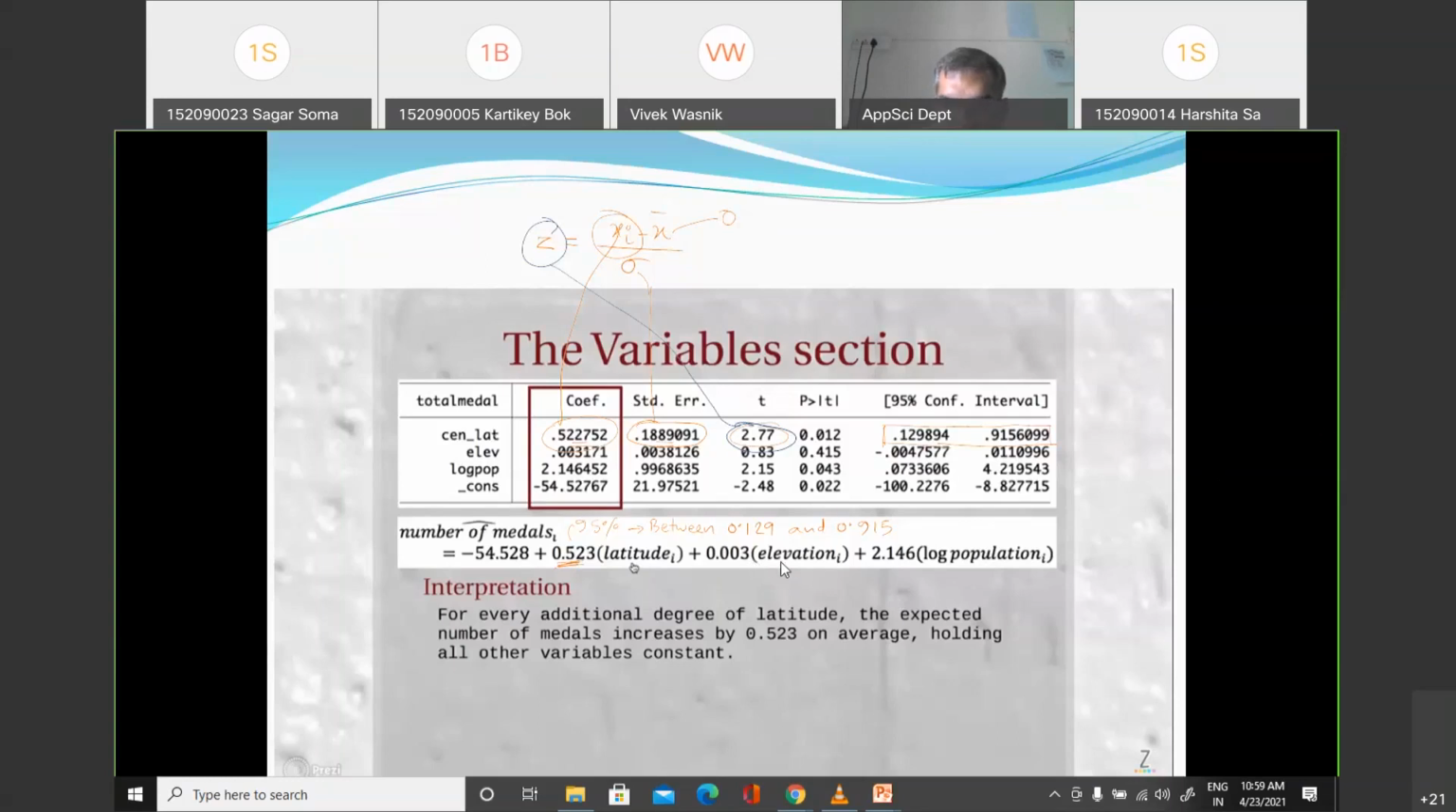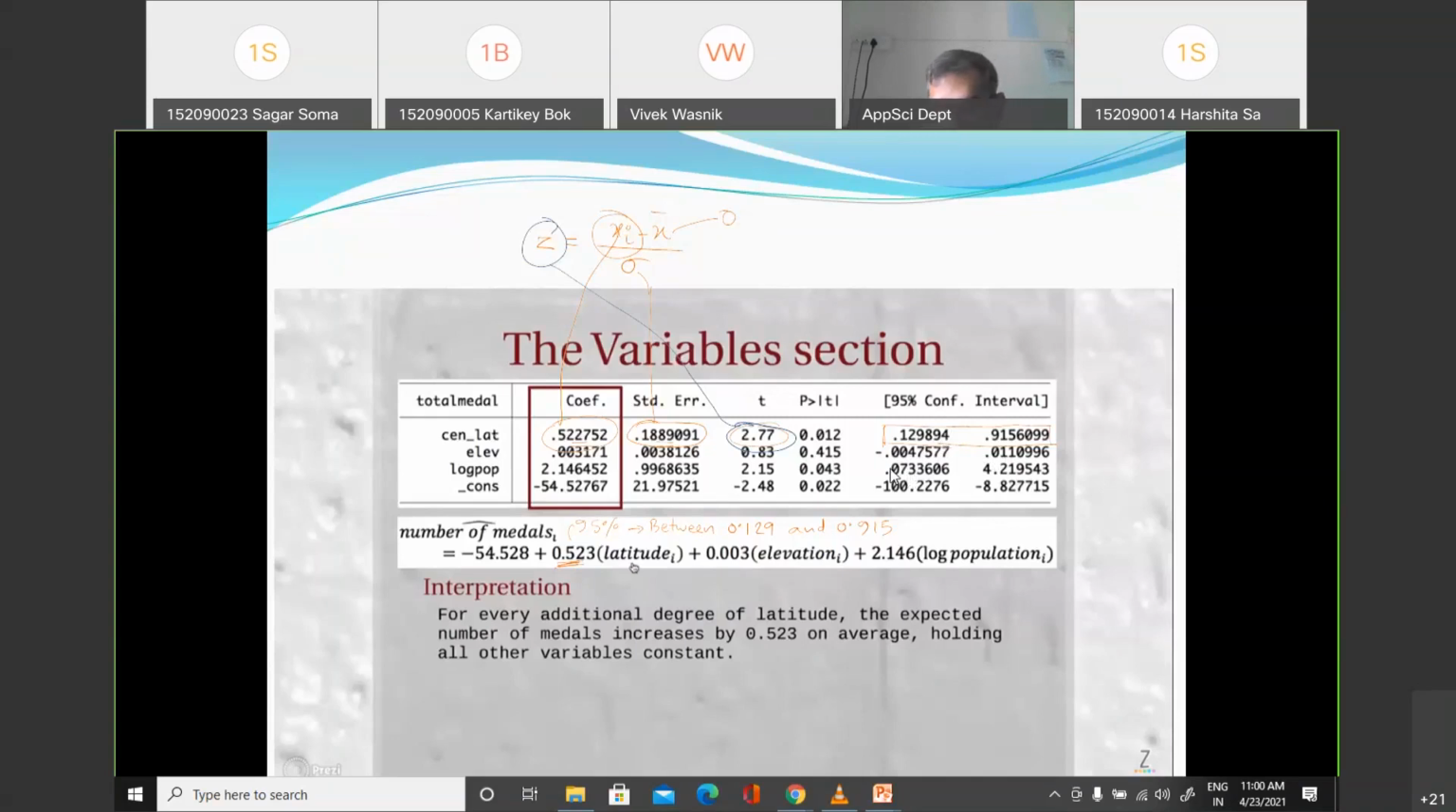The expected influence of elevation is 0.03, and we expect this coefficient to be between minus 0.004 and 0.001 with 95% confidence. We are 95% confident that this coefficient will be between minus 0.004 and 0.001.